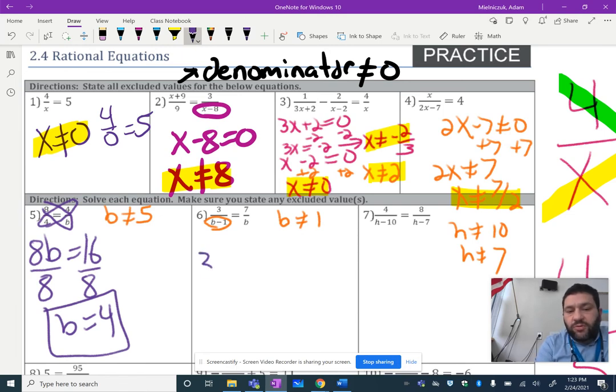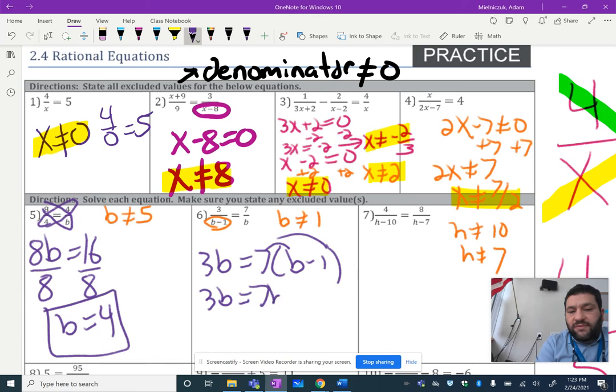For number 6, we cross multiply to get 3b equals 7 times b take away 1. We then distribute the 7 to get 3b is equal to 7b take away 7. Subtract 7b to get negative 4b equals negative 7. So b is equal to 7/4.